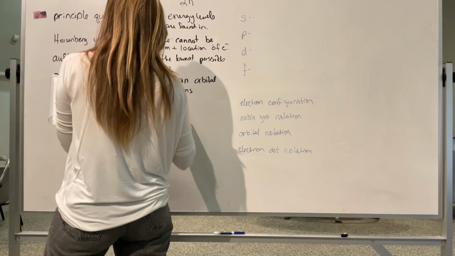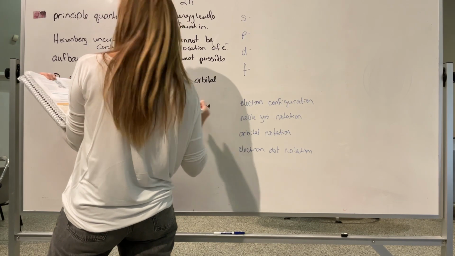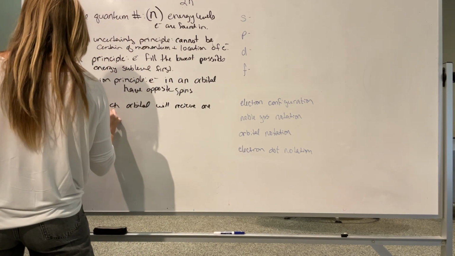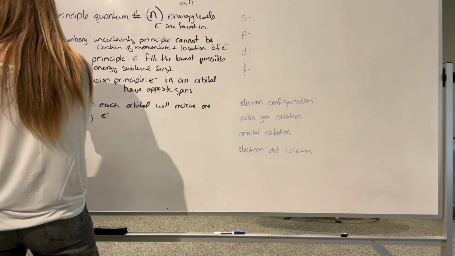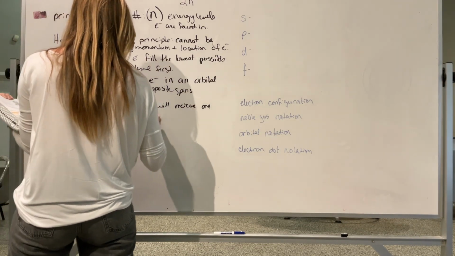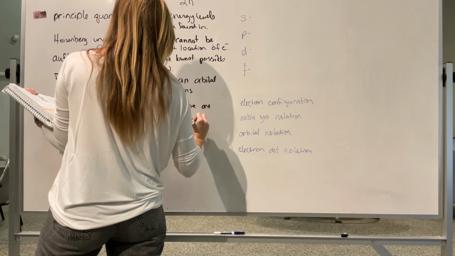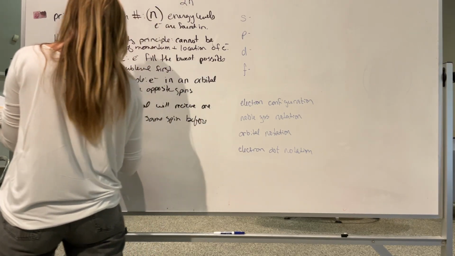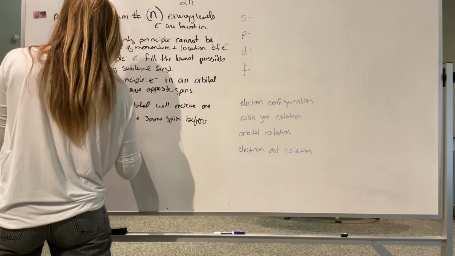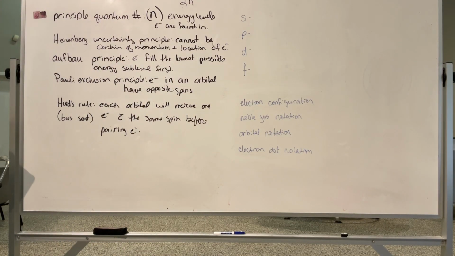Each orbital will receive one electron with the same spin before pairing electrons. Okay? Each orbital will receive one electron with the same spin before pairing electrons.